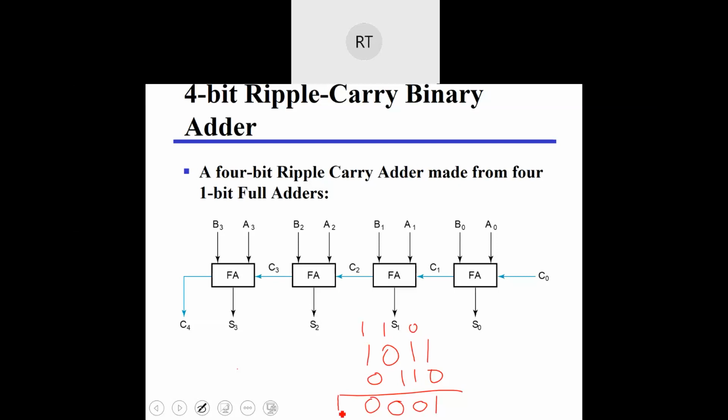Can anyone tell me what is this one here? Where is it in the figure? Which one? Carry 2? No. Carry 1? We started from here. No. I'm telling you this. What is this? Look. Carry 4. Yes, it is the last. Okay? Clear? This is the last carry.